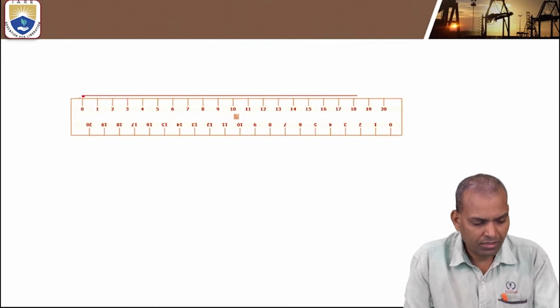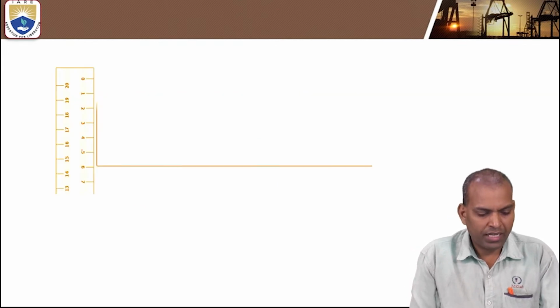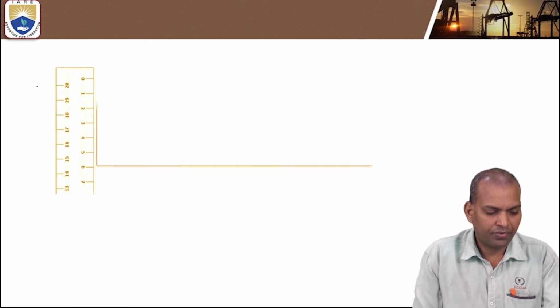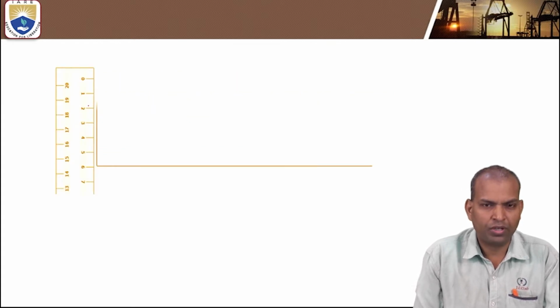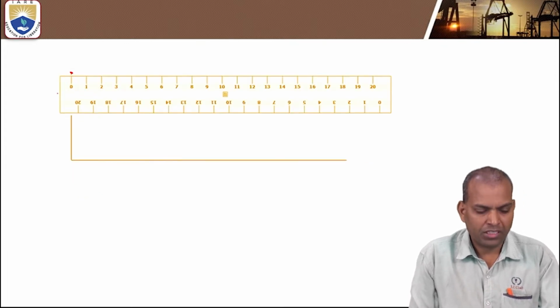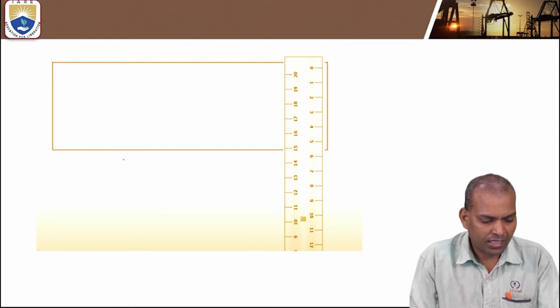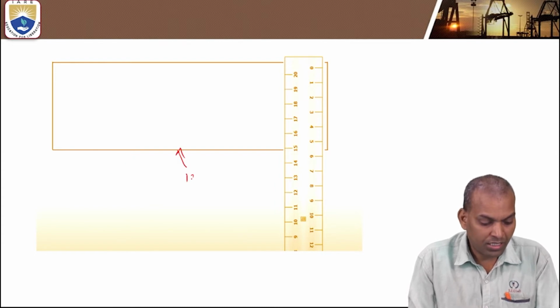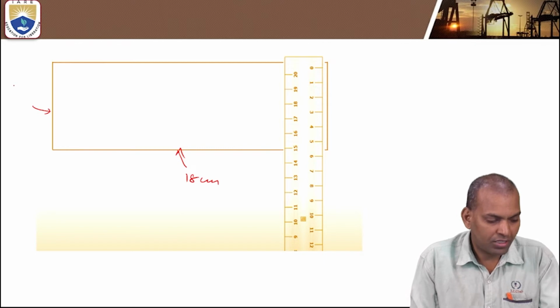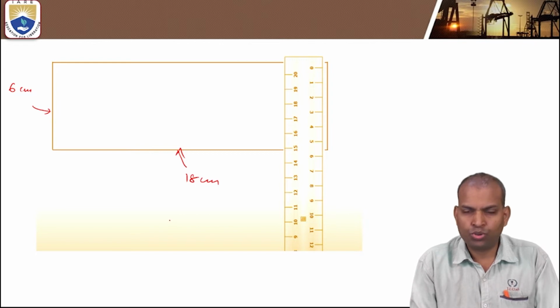So take a square, draw a straight line with a length of 6 centimeters, and on the y-axis draw a length of 6 centimeters. That is the stroke of the follower. Next, complete the rectangle, with x-axis length 18 centimeters total and y-axis 6 centimeters. Then divide this 18 centimeters into parts according to the given cam rotation angles.